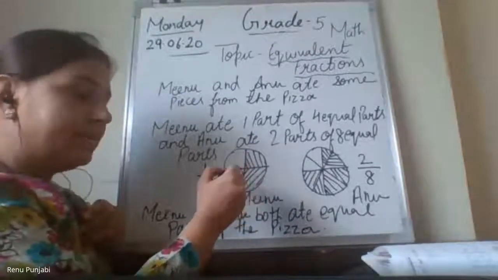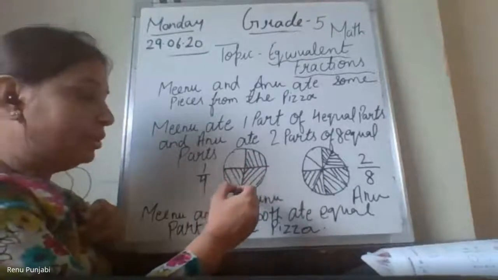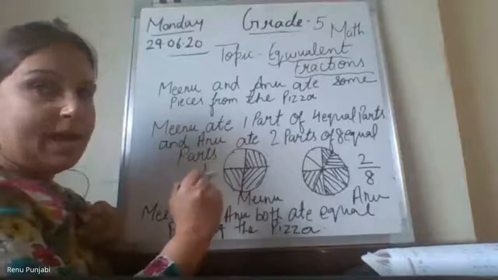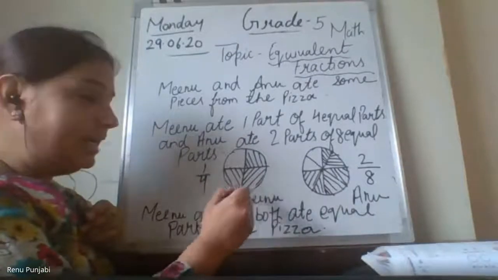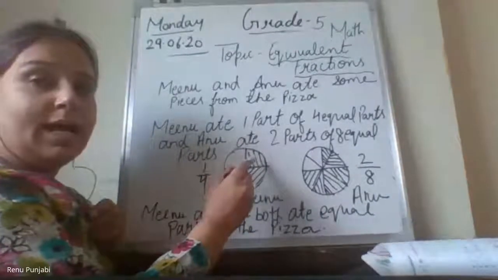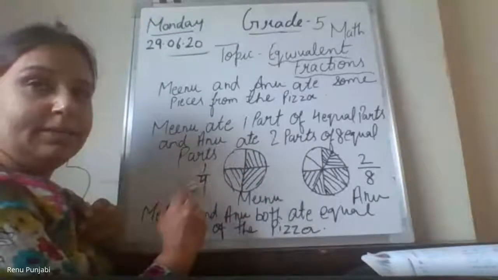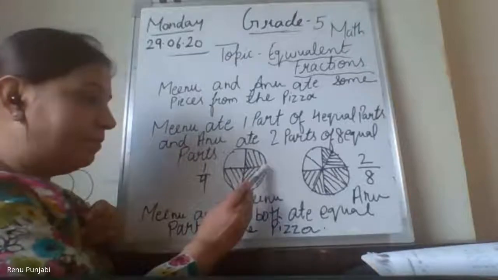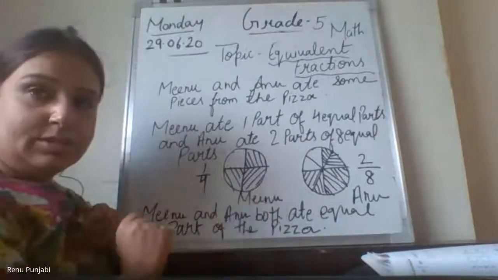In that case, if I talk about how much part she didn't eat, how much is the remaining part? Yes, Arush. She ate 1/4 part and the remaining part is 3/4.